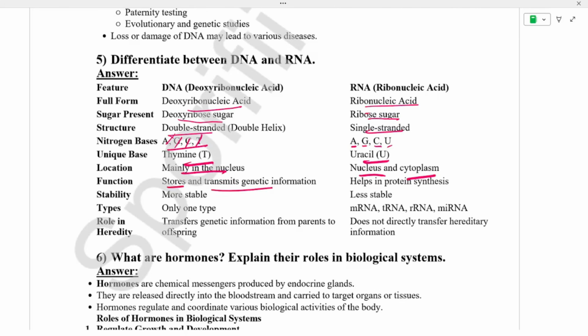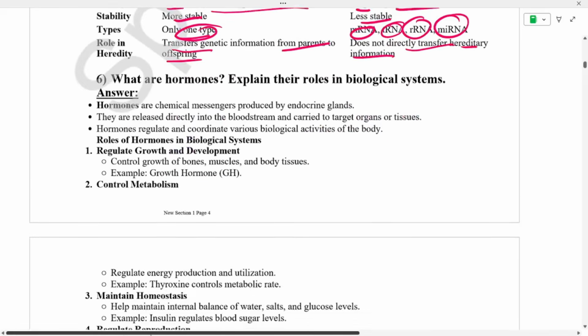The function is to store and transmit the genetic information. RNA helps in protein synthesis. On stability, DNA is more stable and RNA is less stable. DNA has only one type, while RNA has mRNA, tRNA, rRNA and miRNA. The role of DNA is to transfer the genetic information from parents to offspring. RNA does not directly transfer the hereditary information, and this is DNA. I hope you have understood.